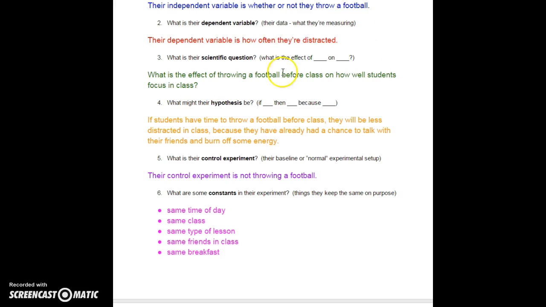Problem solved. Their scientific question, what is the effect of something on something? What is the effect of throwing a football before class on how well students focus in class? Something like that is what you're looking for.